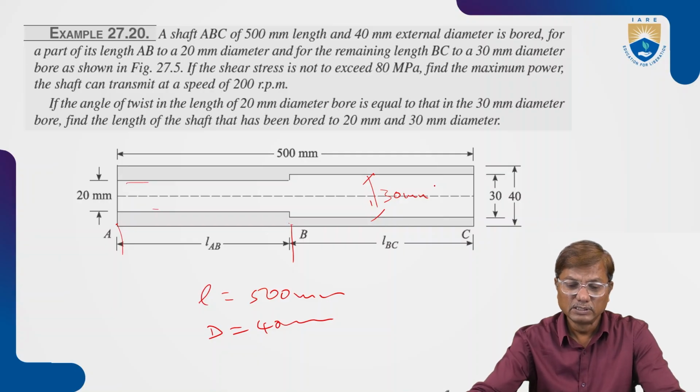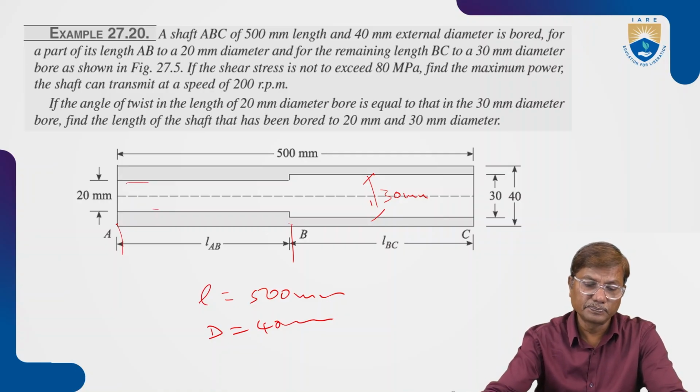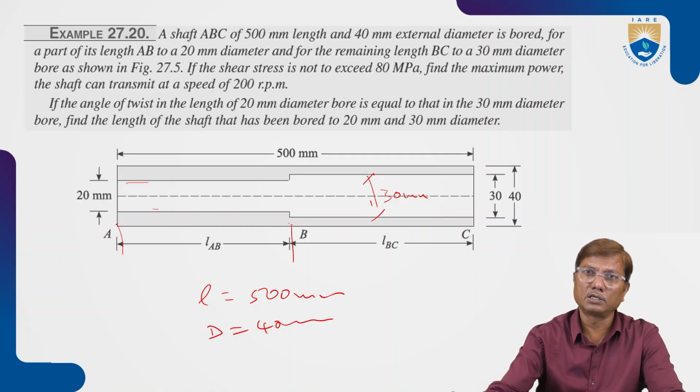Okay. So now, if the shear stress is not to exceed 80 megapascals, find the maximum power the shaft can transmit at a speed of 200 rpm.